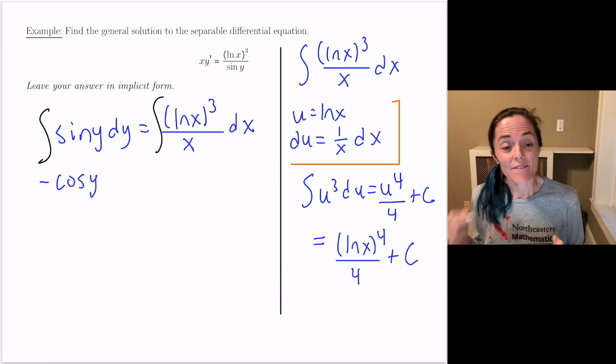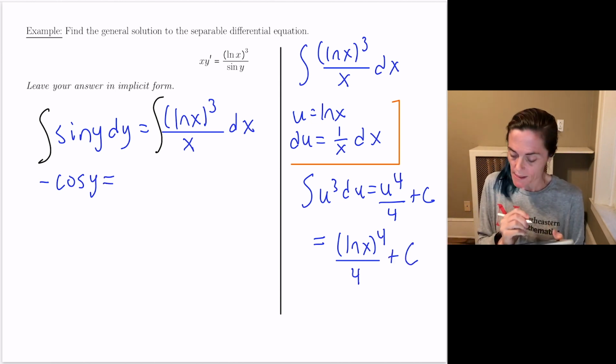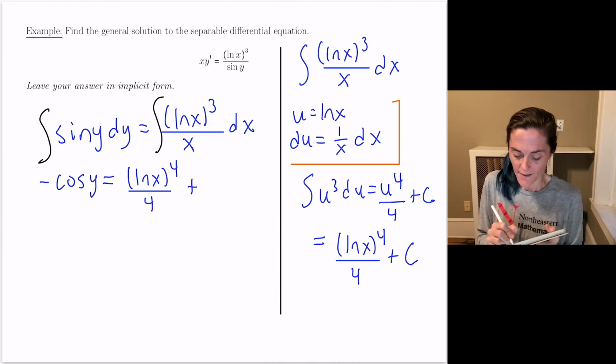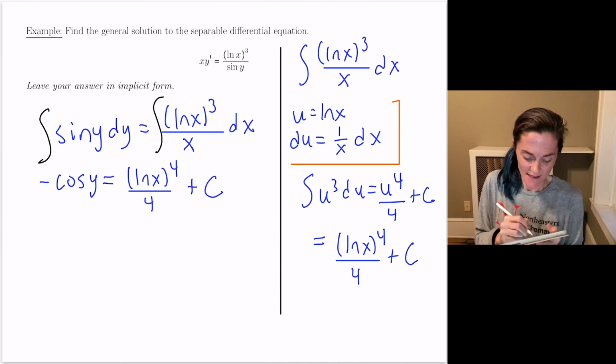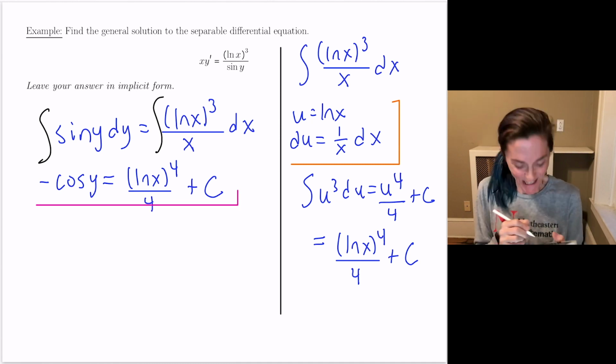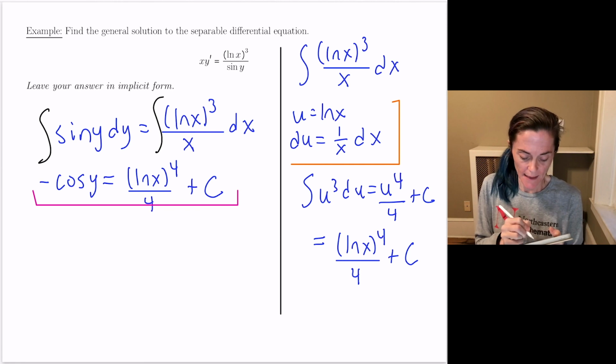Well, in a way, we have finished the problem. We just put this here: ln x to the 4th over 4 plus c. And we're told to leave our answer in implicit form. So I will leave it like this. Minus cosine y equals ln x to the 4th over 4 plus c.